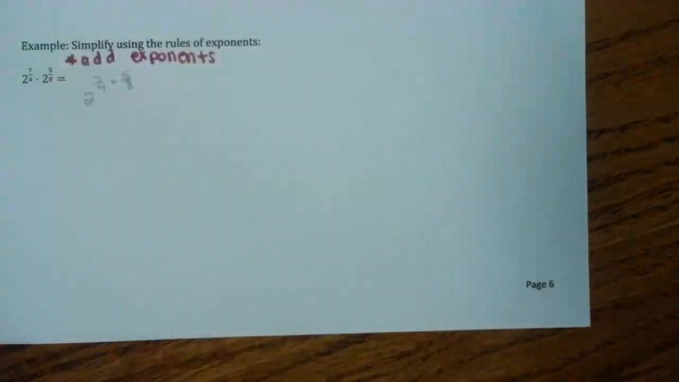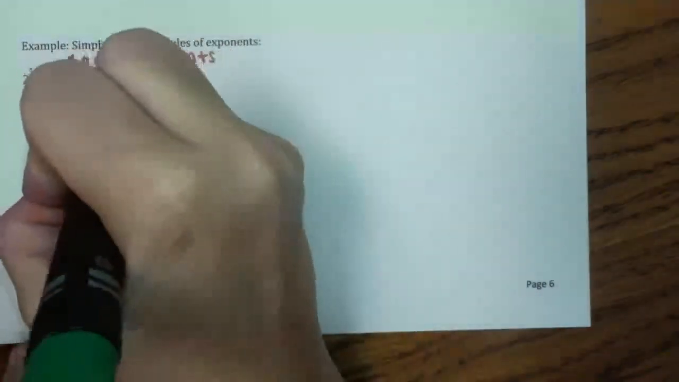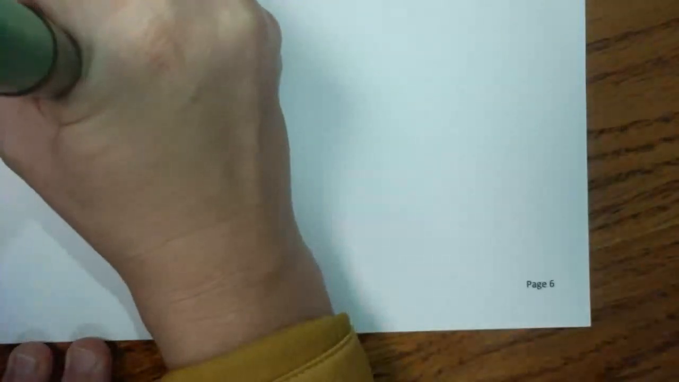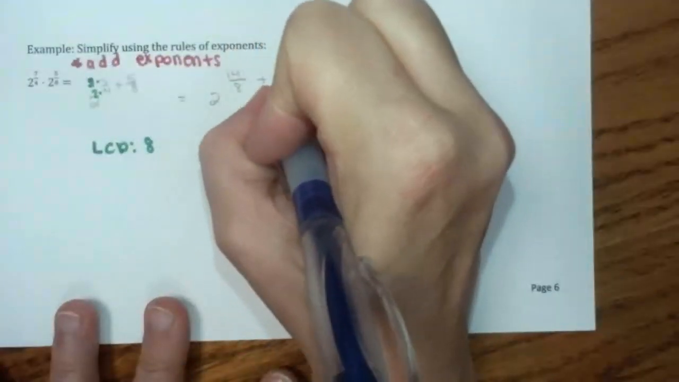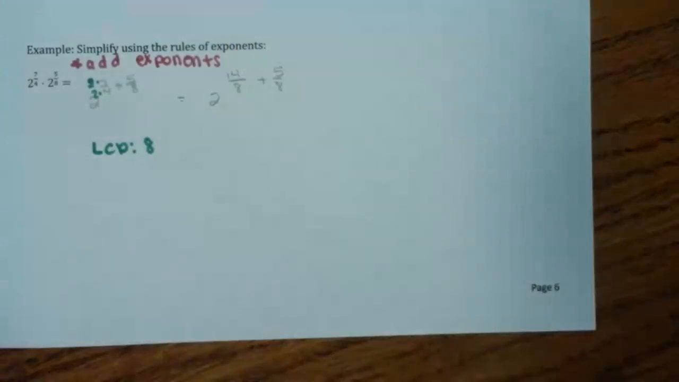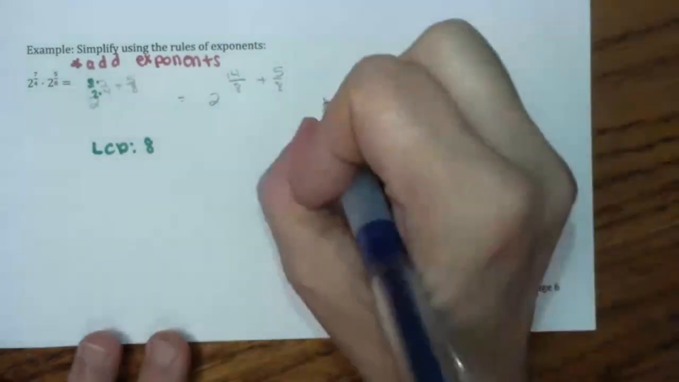We need to get a common denominator. If our denominators are 4 and 8, we can get a common denominator of 8. So this first fraction, to turn it into a denominator of 8, I can multiply the top and the bottom by 2. The second fraction already has a denominator of 8, so it's good to go. So that'll be 2 times 7, which will give us 14, all over 2 times 4, which is 8. Plus 5/8. So 2 to the power of 14/8 plus 5/8.